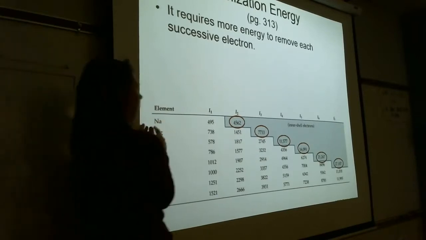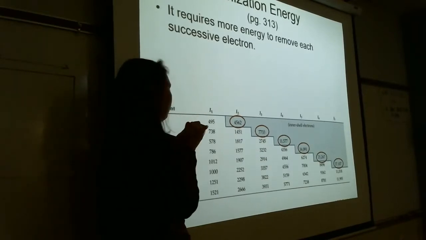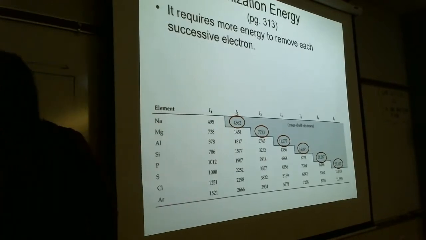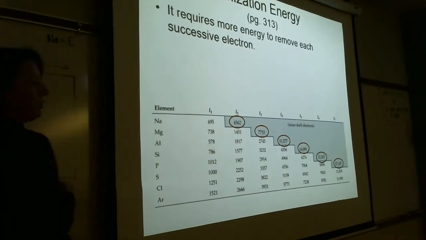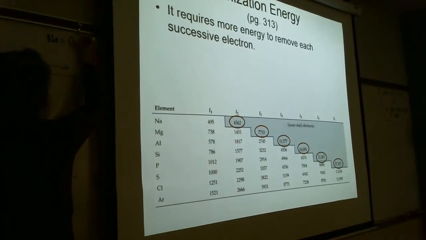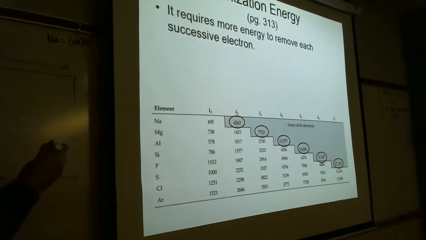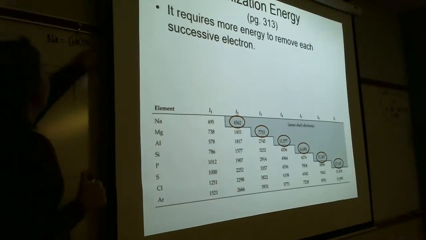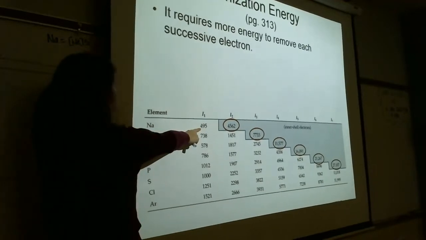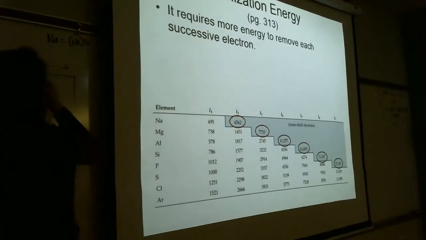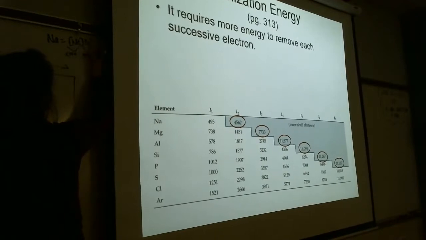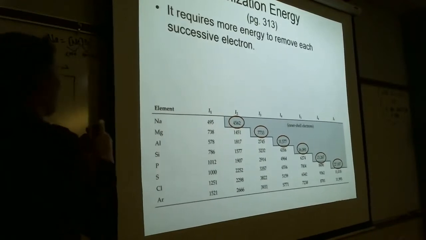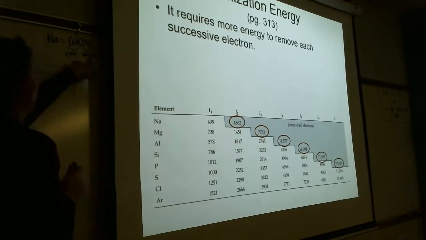Let's think about the electron configuration for sodium. Sodium's electron configuration is Na would be, what goes in parentheses? Ne, and then what? 3s1. It's got one valence electron. So the energy required to remove that first valence electron is 495. Remember, these are all core, whereas these are valence. So that first ionization energy is getting rid of that valence electron.